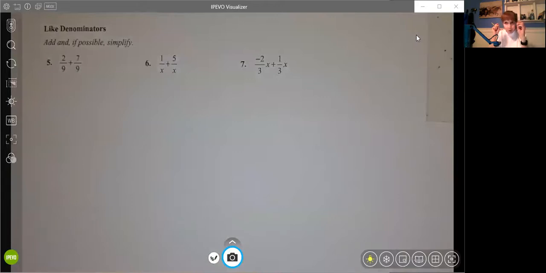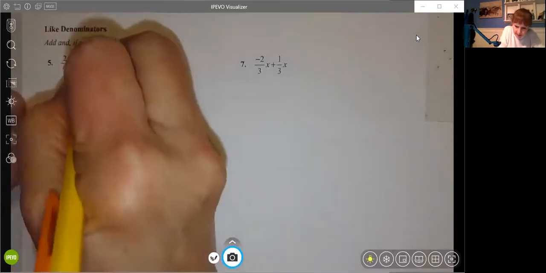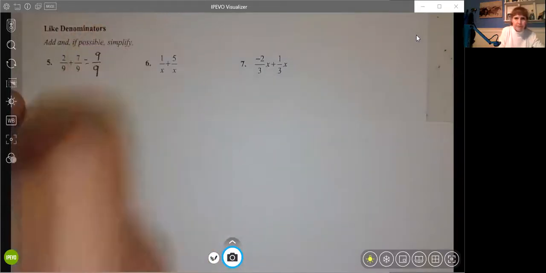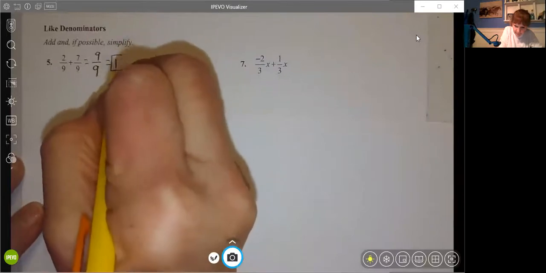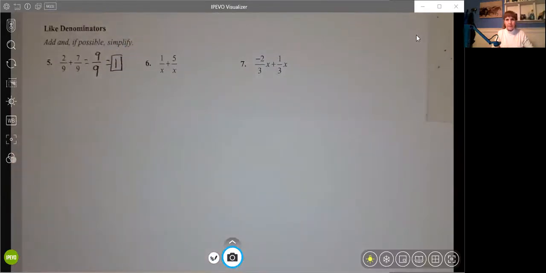Because, when you're multiplying, you multiply the denominator, you multiply the numerator. But here, once you have the same size pieces, you want to know how many of those pieces, ninths, do you have? So if you have 2 ninths and you add 7 ninths, you're going to get 9 ninths. If you have 9 out of 9, you have 1. So this is equal to 1. That's the answer here, 9 out of 9. Let's look at number 6. The size of our pieces are x.